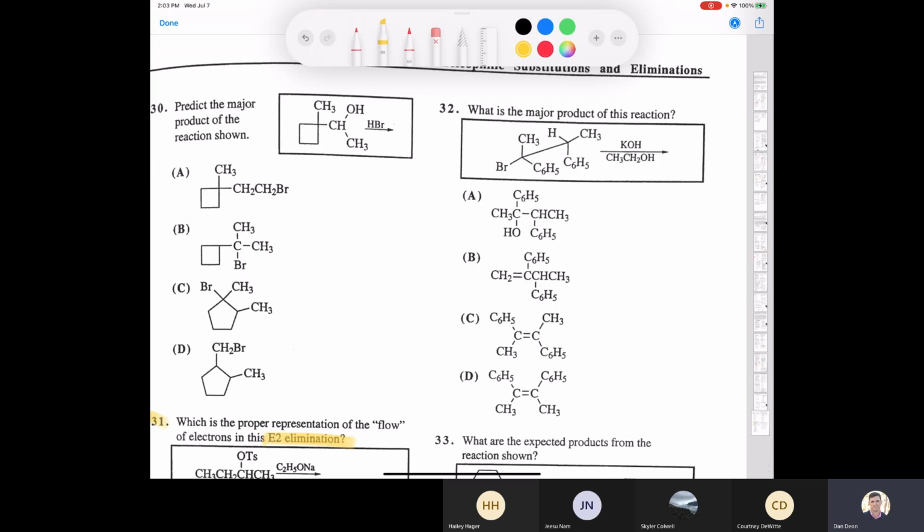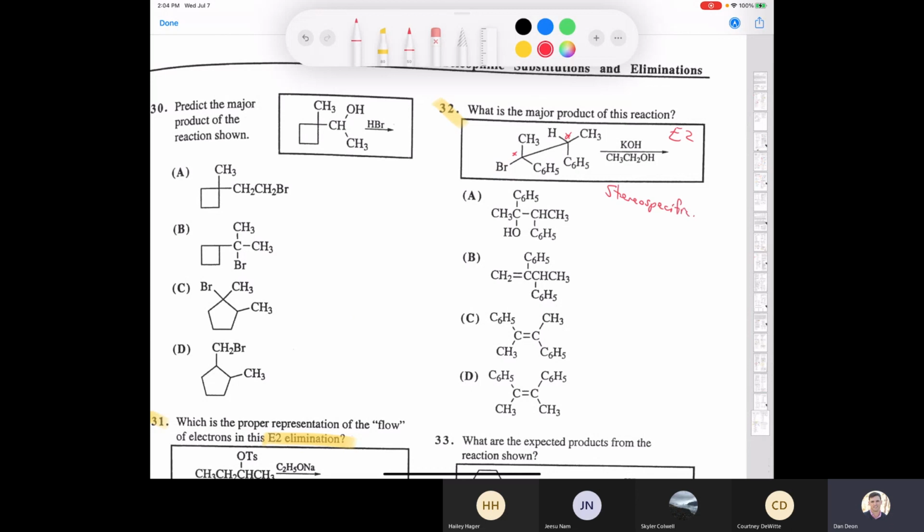All right, I want to take a look at one more question from this section, which is, what is the major product of this reaction? We have this alkyl halide here, and we have a stereocenter here, and we have another stereocenter here, and we're treating that with potassium hydroxide. This is a tertiary alkyl halide, so this is going to be an E2 reaction. And since we have two chiral centers, this reaction is going to be stereospecific.